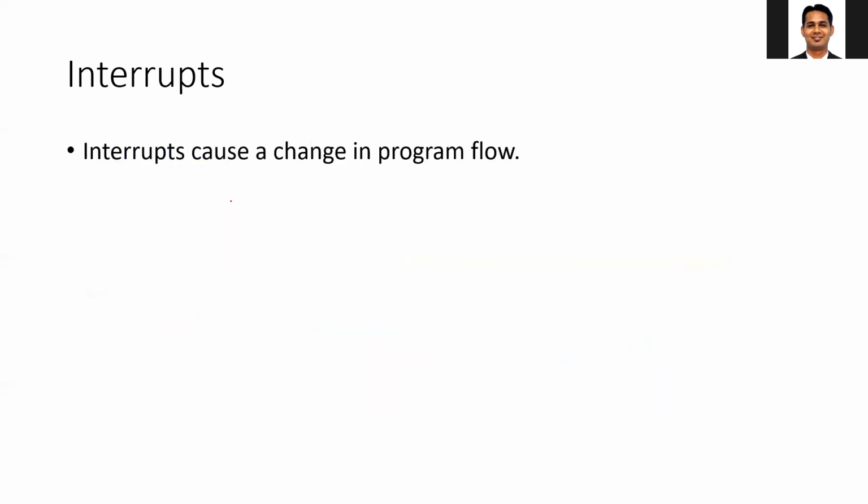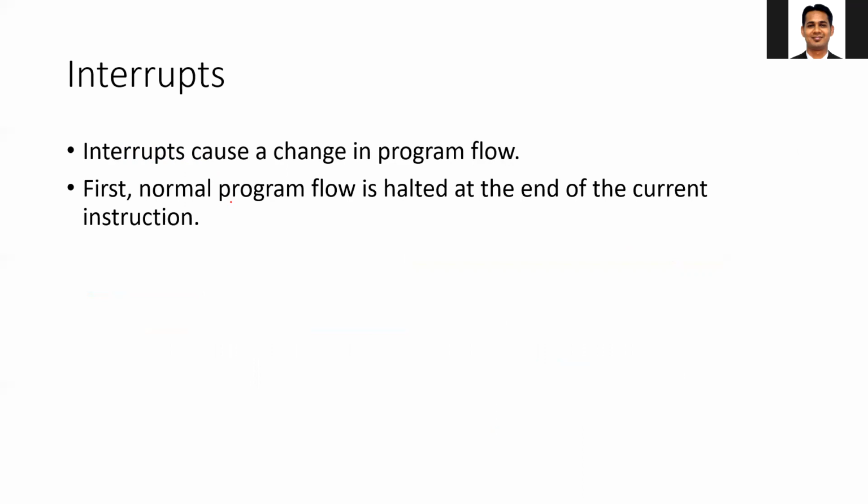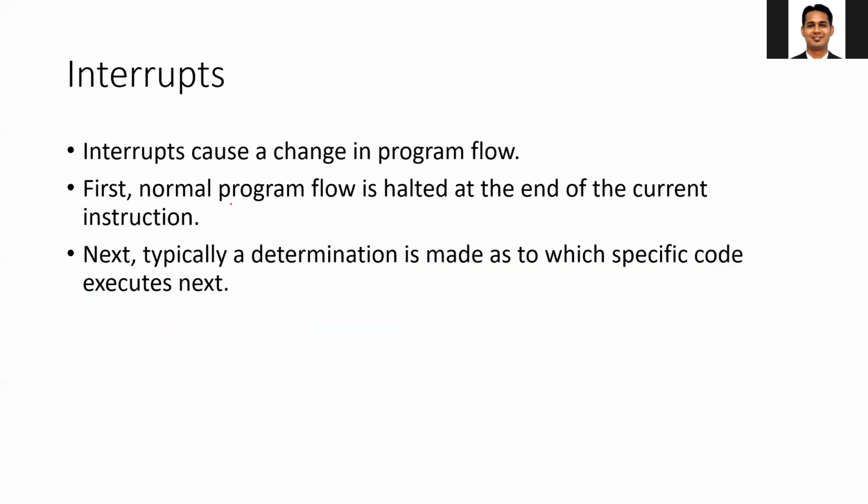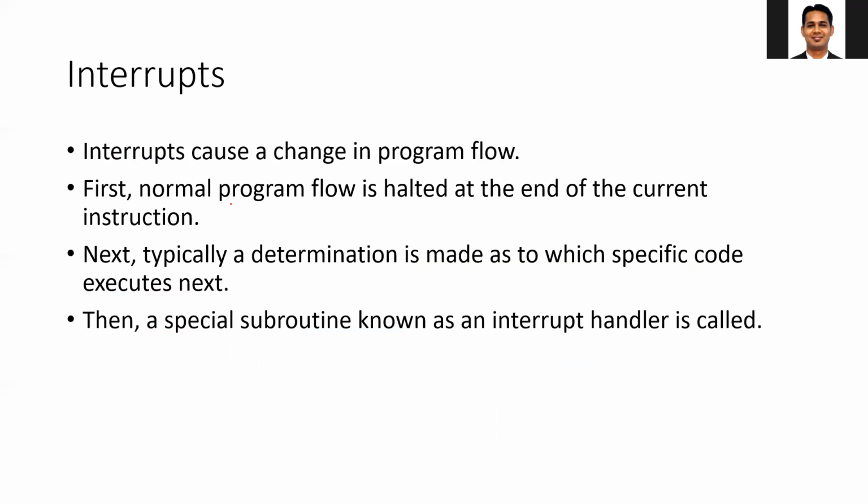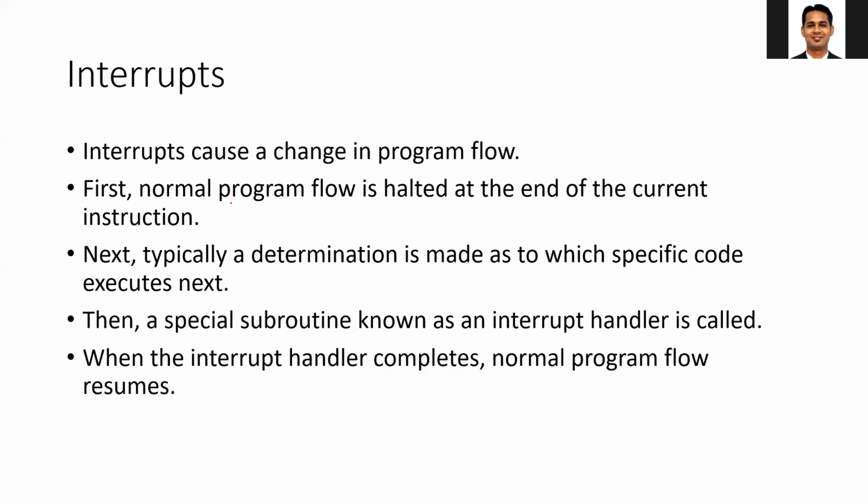As discussed in the previous lecture, interrupts cause a change in the program flow. You need to go to the vector table, then the interrupt handler, and so on. The normal program flow is halted at the end of the current instruction, and then you determine where you want to go based upon the type of interrupt or exception. From that you get the address of your interrupt handler, and then the interrupt handler is executed. After that you come back to your user mode, that is the normal program flow.